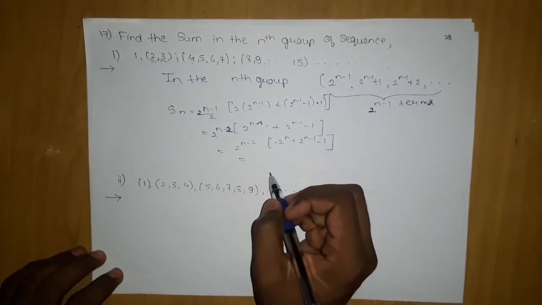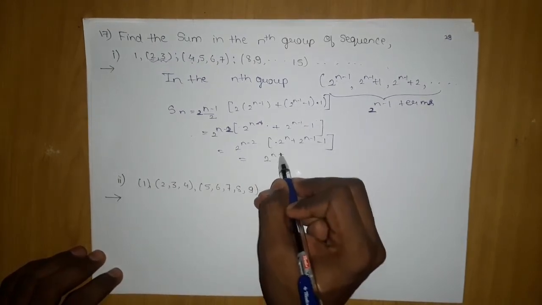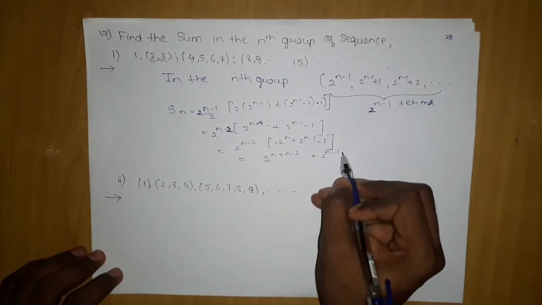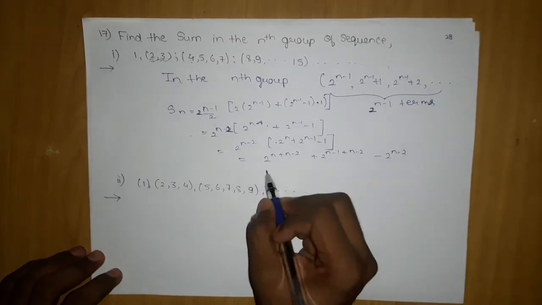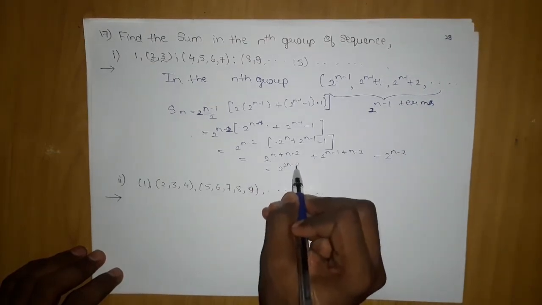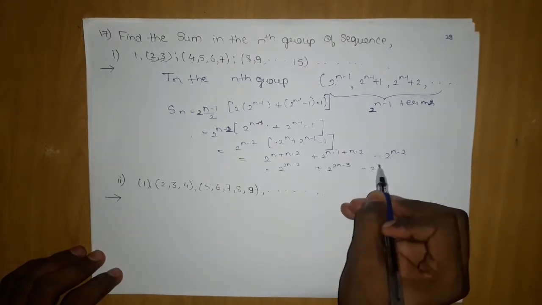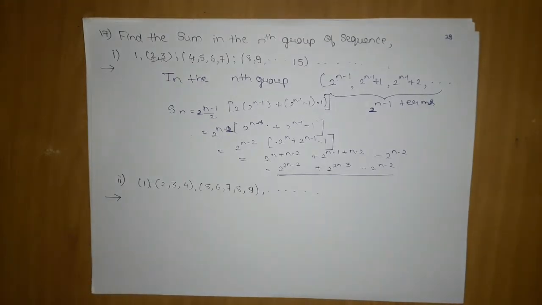Or we should leave the question as it is. So we have 2 power n plus 2 power n minus 2, plus 2 power n minus 1 plus n minus 2 minus 2 power n minus 2, giving us finally 2 power 2n minus 2 and 2 power 2n minus 3 minus 2 power n minus 2. Okay, so this is our answer. I hope you have understood each and every step.